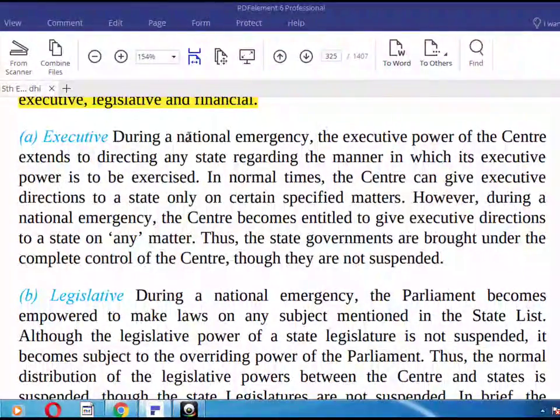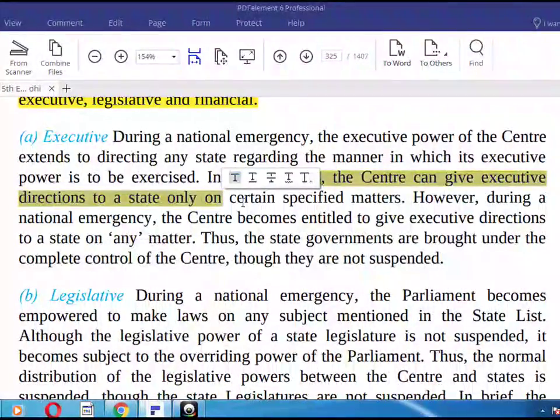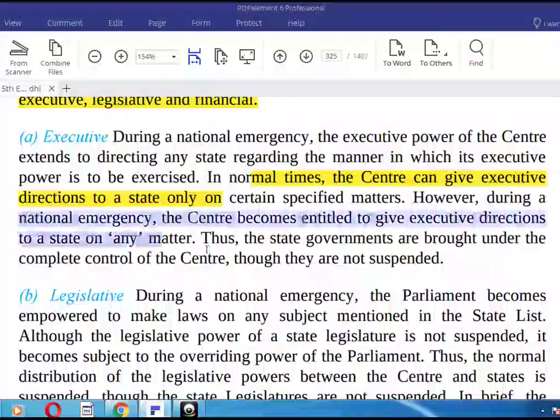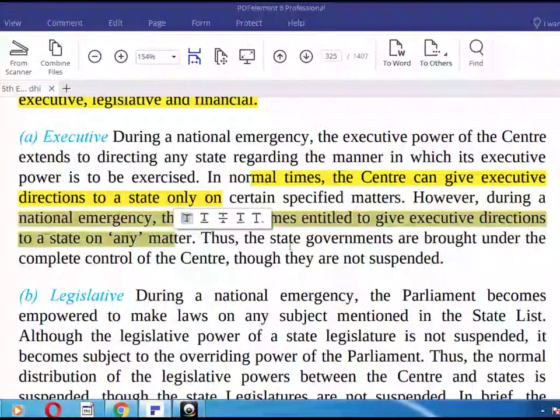During a national emergency, the executive power of the center extends to directing any state regarding the manner in which the executive power is to be exercised. In normal times, the center can give executive directions to a state only on certain specified matters. However, during a national emergency, the center becomes entitled to give executive directions to a state on any matter. Thus, the state governments are brought under the complete control of the center.